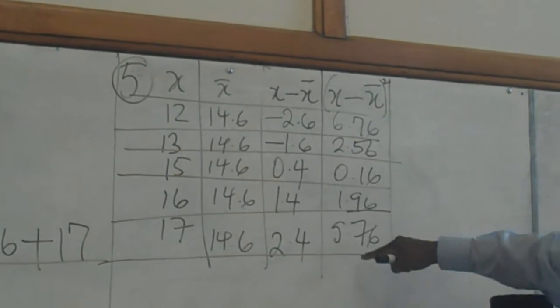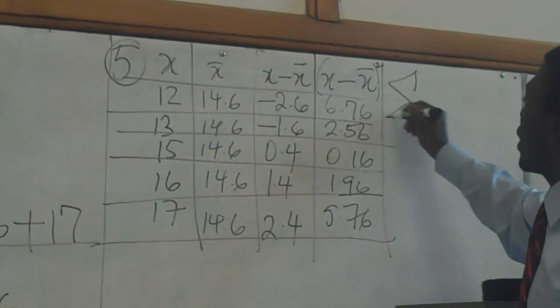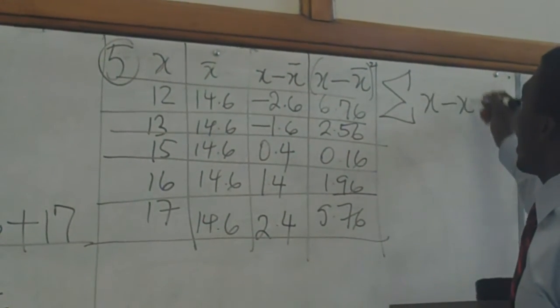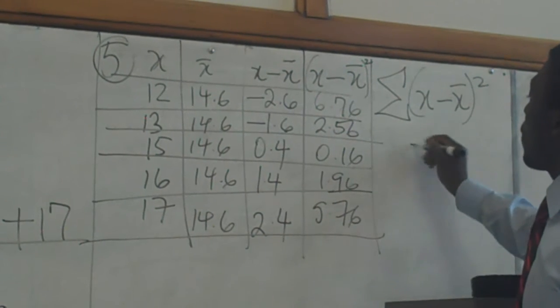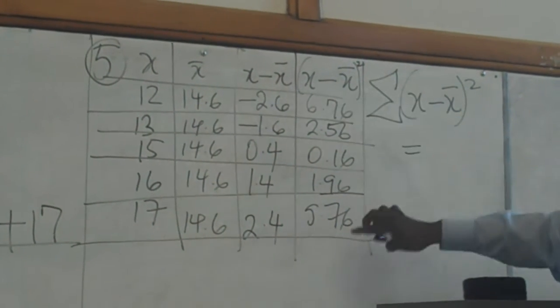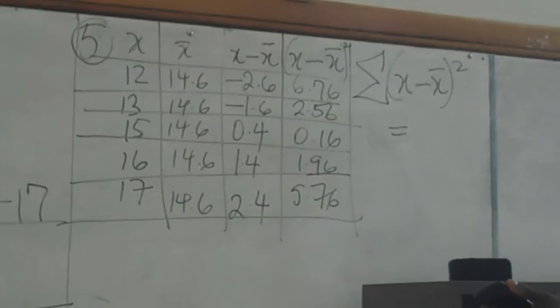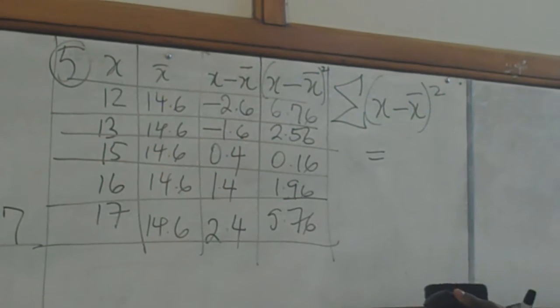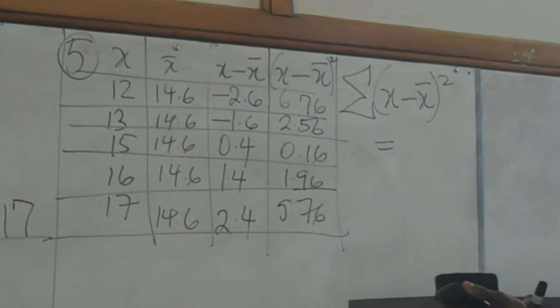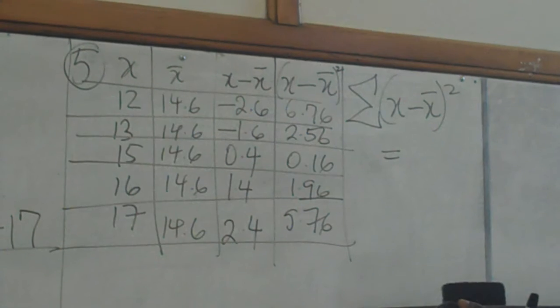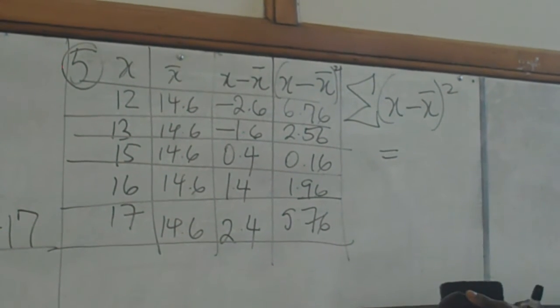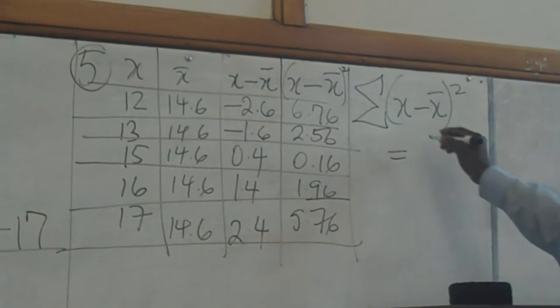Now, add all these numbers together. So, the summation of x minus x bar squared. I will explain what that's for, but you want to add up all those numbers. So, let's start with 6.76 plus 2.56 plus 0.16 plus 1.96 plus 5.76. You get 17.2.